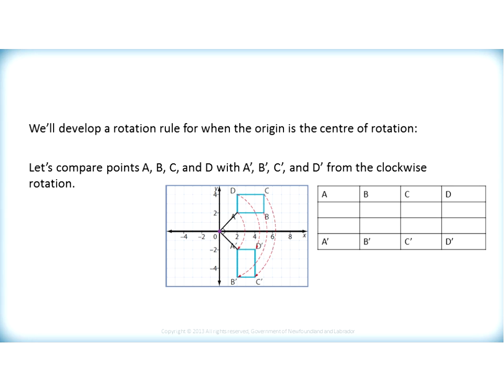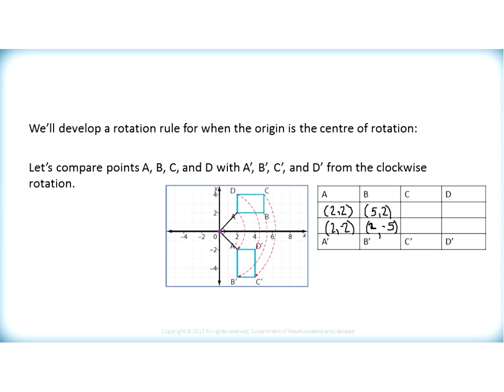So the point A is at (2, 2). The point A prime is at the point (2, -2). If I look at B, B in my original object is at the point (5, 2). And B prime in my image is at (2, -5), and so on and so forth.